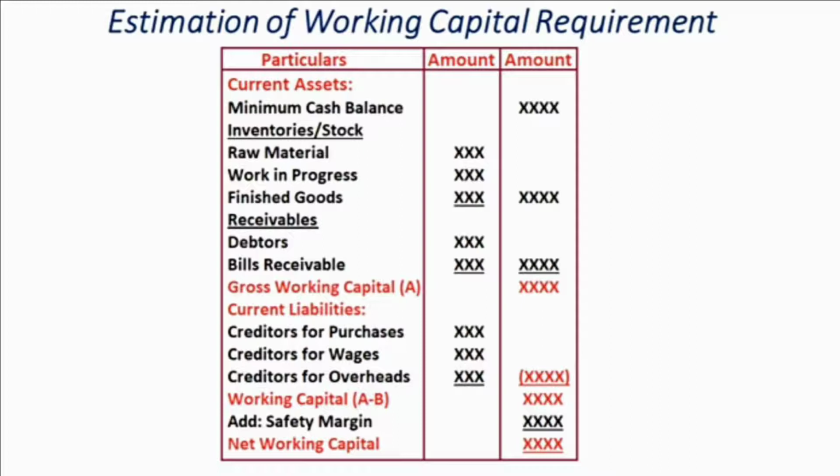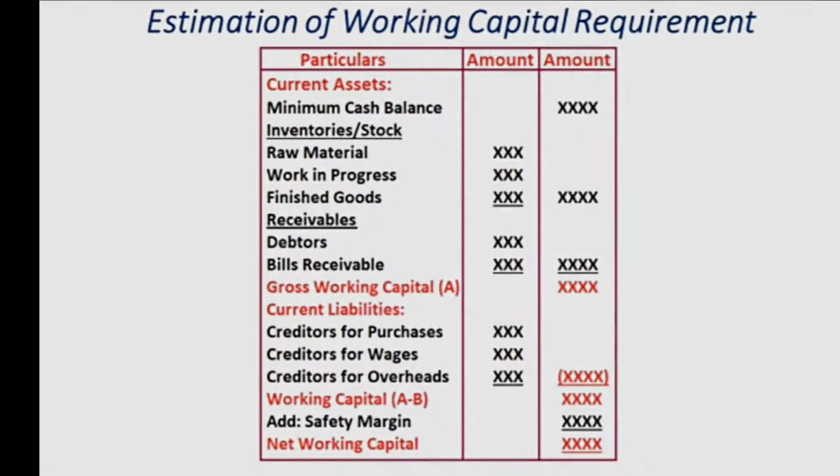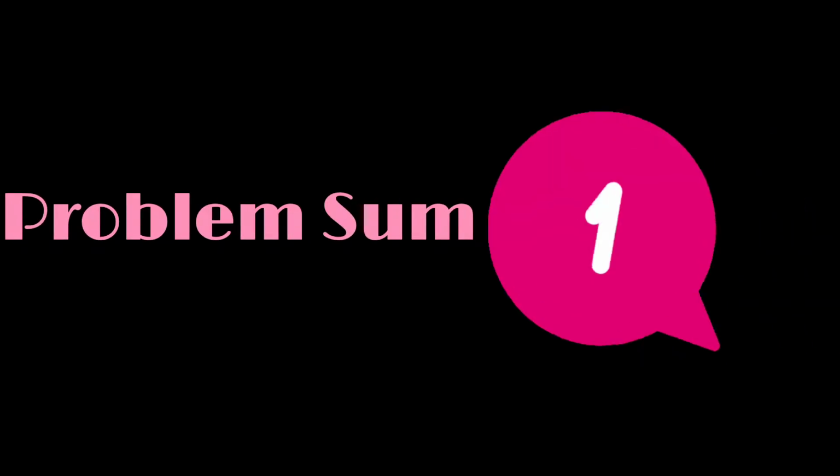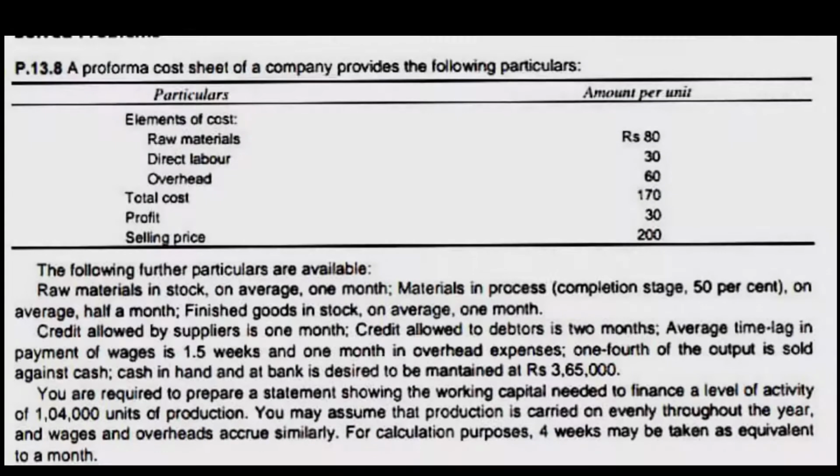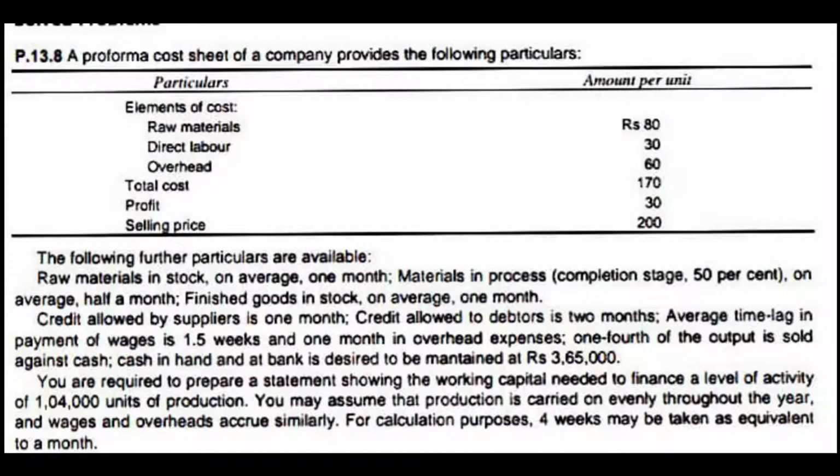And considering this format only, we will see two problem sums so that we can better understand the concept. Let's start with problem sum number 1. This is the question where you are given a pro forma of a cost sheet which includes particulars and amount per unit. We have been given in the question raw material per unit cost is rupees 80, direct labor rupees 30, overhead rupees 60 per unit. We get the total cost as 170 per unit. Adding profit of rupees 30, the selling price of a product per unit is rupees 200.